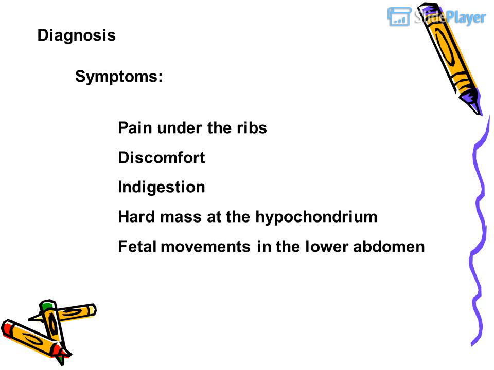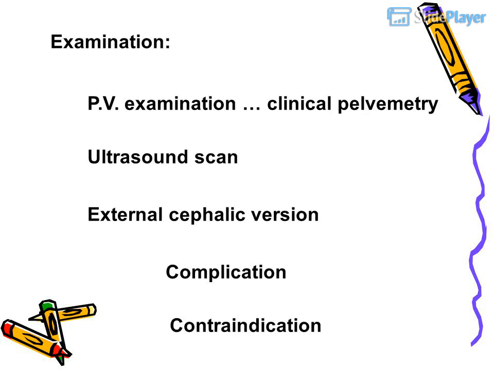Diagnosis. Symptoms: pain under the ribs, discomfort, indigestion, hard mass at the hypochondrium, fetal movements in the lower abdomen. Examination: PV examination, clinical pelvimetry, ultrasound scan. External cephalic version: complications, contraindications.